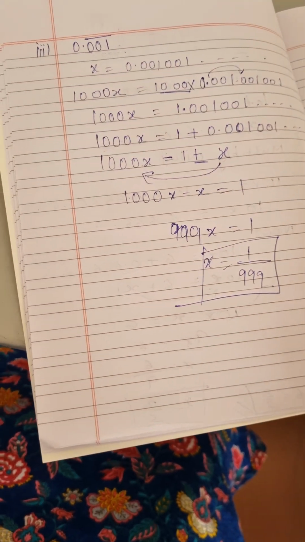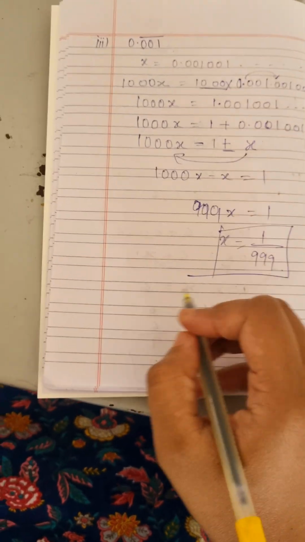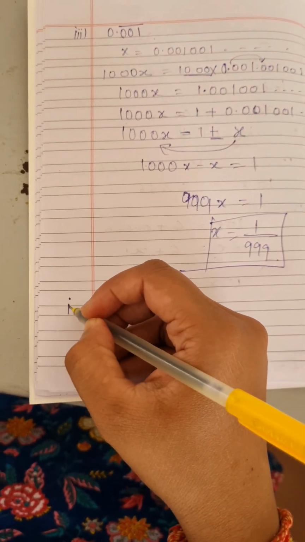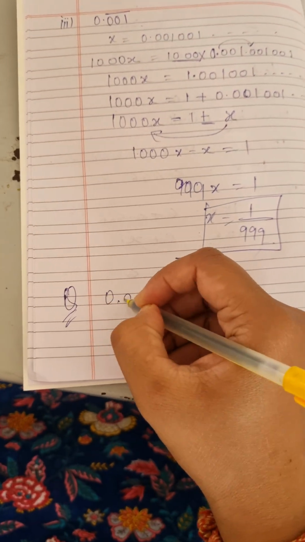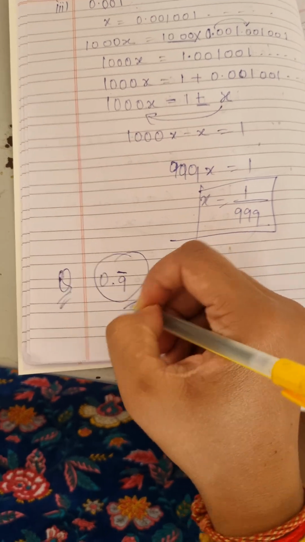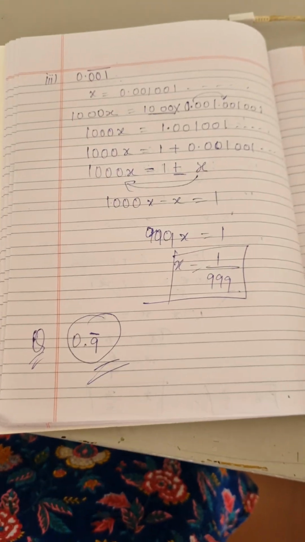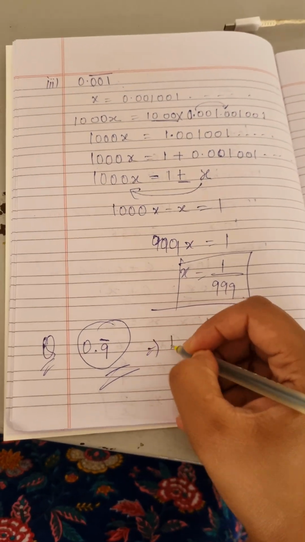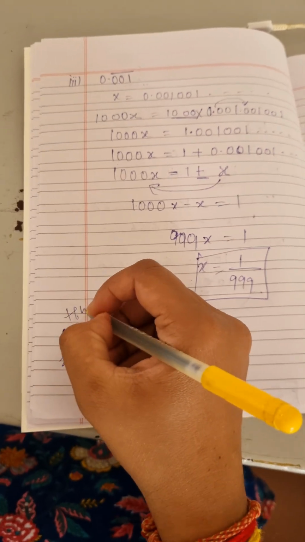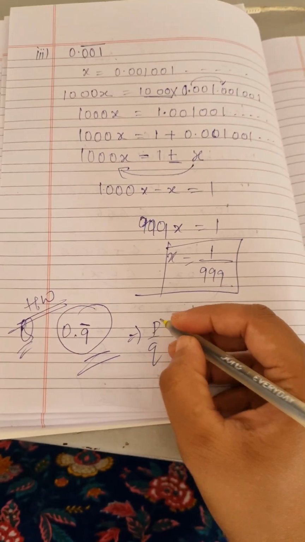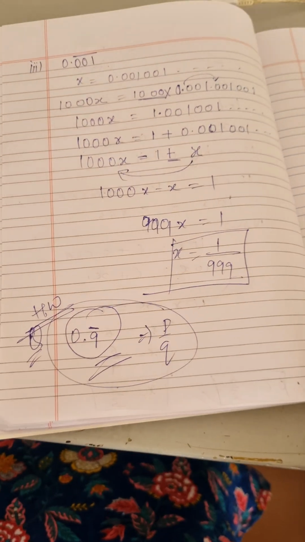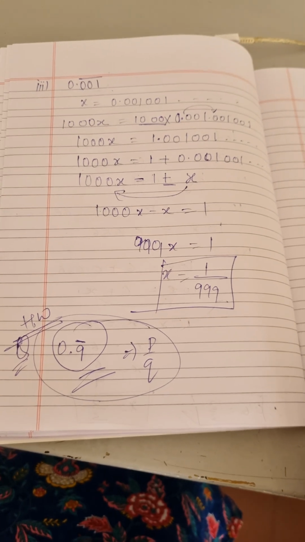Right? So likewise, your homework is to do another question, which is 0.9 bar. Like that, you just have to find out the answer in the form of p by q. This is the homework I am giving right now. And just let me know what answer you get if you take 0.9 bar.